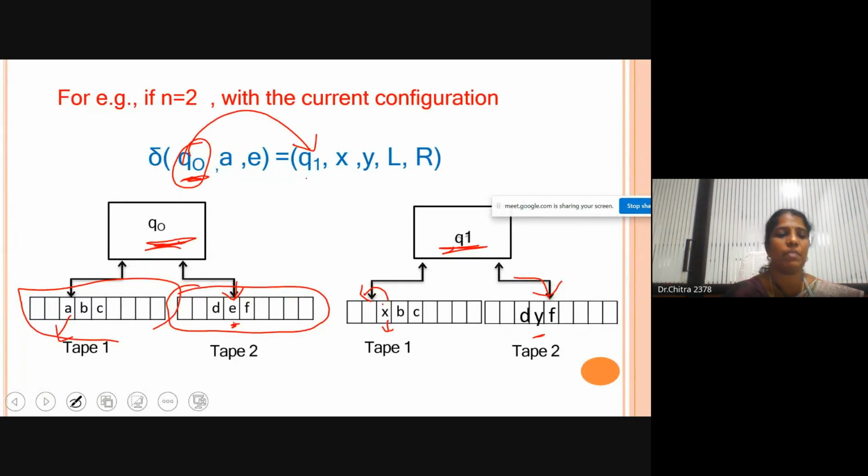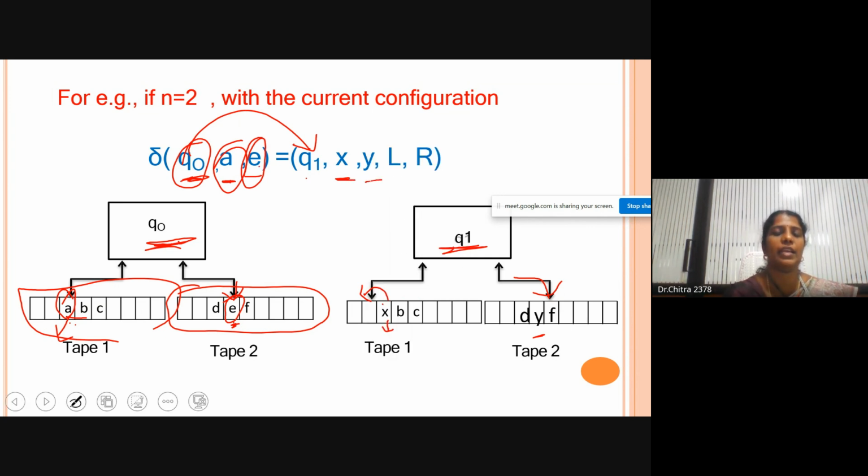The input symbols are A and E. After processing, this A is converted into X. Instead of only one input symbol, here two tapes are there, so I am using two input symbols. So this A is converted into X and E is converted into Y.